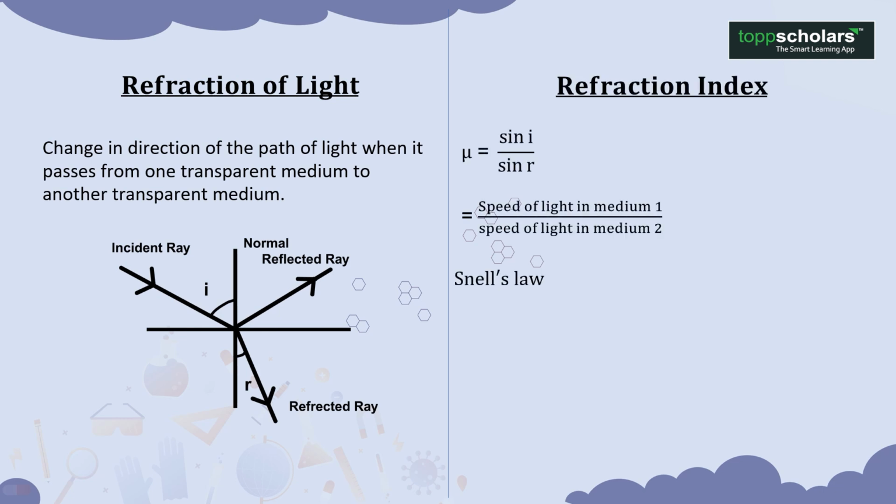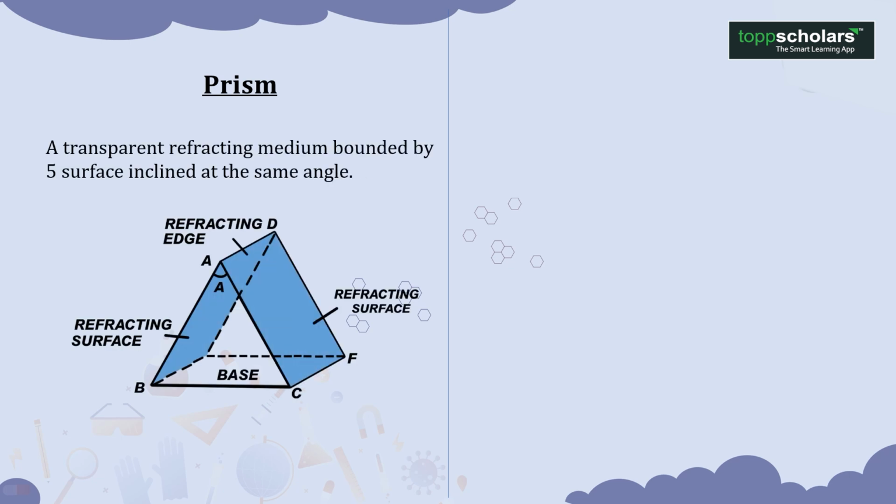Mu is equal to sin i upon sin r, which is equal to the speed of light in medium 1 upon the speed of light in medium 2. This is Snell's law. Prism: a transparent refracting medium bounded by two surfaces inclined at an angle.